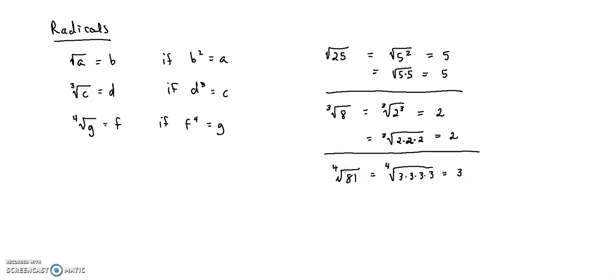For square roots, cube roots, fourth roots, fifth roots, you'd need 5, sixth roots, you'd need 6, and so on. But most of the time, we're going to see square roots and cube roots. Okay, let's look at some other ones.